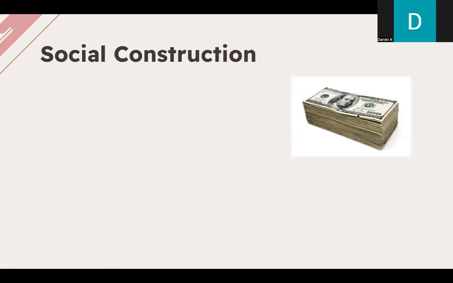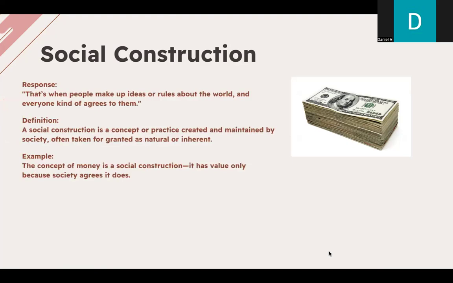Now, social construction, or I like to call it social contract. And money is a good social contract. Yeah, you'll see my example. One responder said that's when people make up ideas or rules about the world and everyone kind of agrees with them. And that is exactly how I'd put it. The definition, truly, is that a social construction is a concept or practice created and maintained by society, often taken for granted as natural or inherent. An example is the concept of money, which only has its value because people agree to it. Now, I won't go into my little socialist past, but you can see the themes if you know what I'm saying.